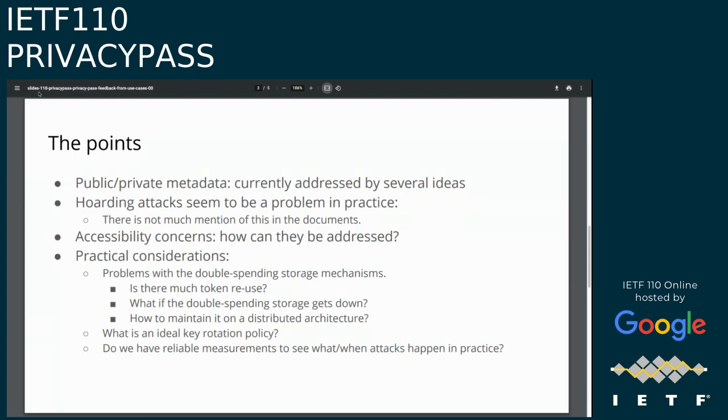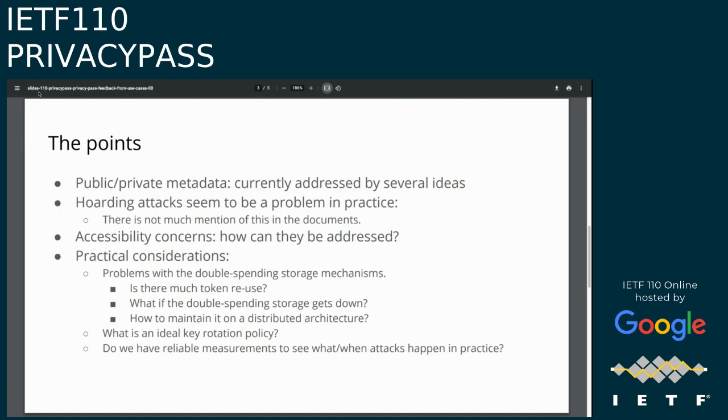So that needs a little bit more work, or at least looking at the proposals that right now exist to add in public and private metadata and decide which ideas from them could actually be taken into the drafts themselves. Something that was mentioned is that, in general, there was a lot of talking about what kind of attacks can be seen in practice against PrivacyPass.